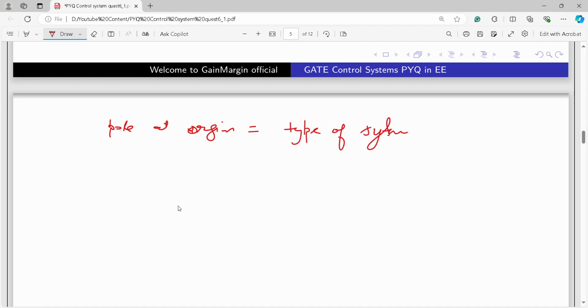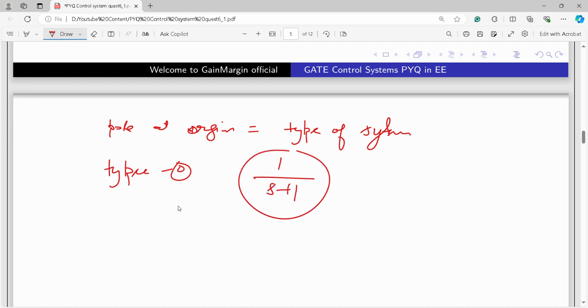Okay, and a pole at the origin is also an integrator, right? So, a type 0 system means there is no pole at the origin. Like this function, 1 by s plus 1. So this is a type 0 function, a type 0 system.